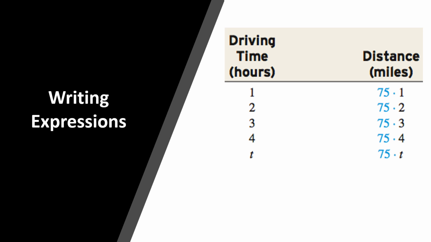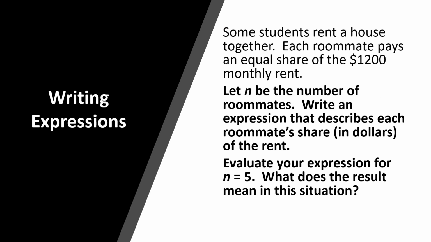Let's try another. Some students rent a house together. Each roommate pays an equal share of the $1,200 monthly rent. Let n be the number of roommates. Write an expression that expresses each roommate's share, measured in dollars, of the rent. Then evaluate your expression for n equals 5. What does that result mean in this situation?